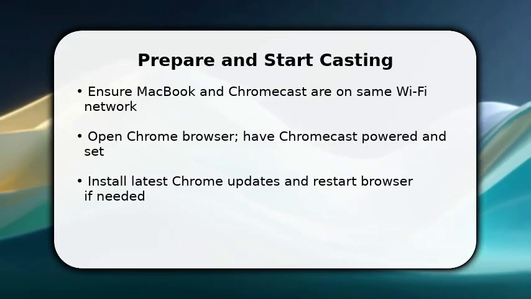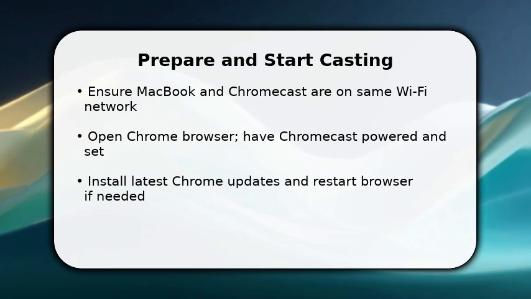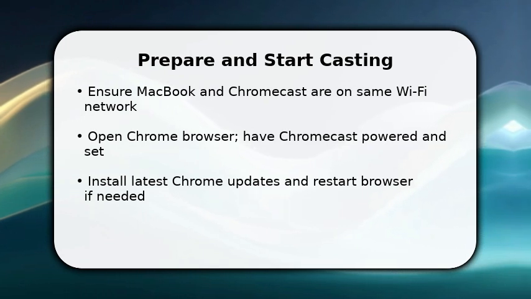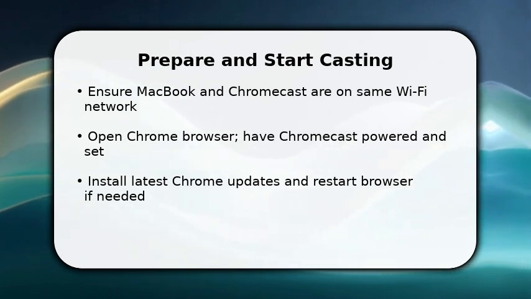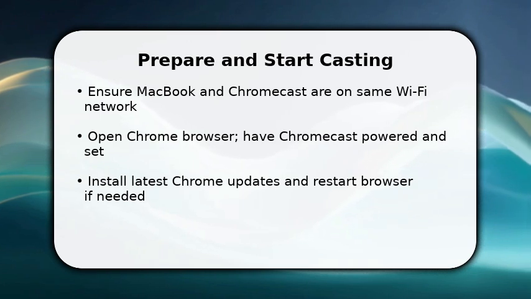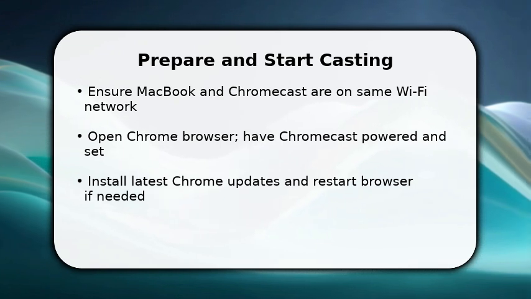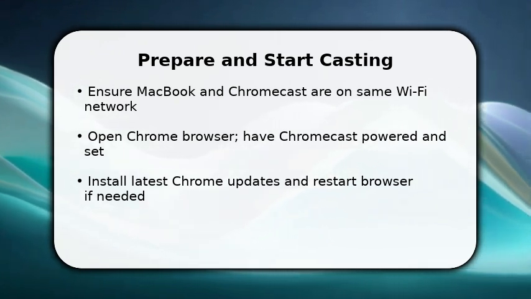You have the essentials ready: MacBook and Chromecast on the same Wi-Fi, Chromecast powered, and Chrome open. First, make sure Chrome is updated so casting features work reliably. Once done, click the three-dot menu in Chrome's top right corner and choose Cast. You're doing this now to discover your device quickly.